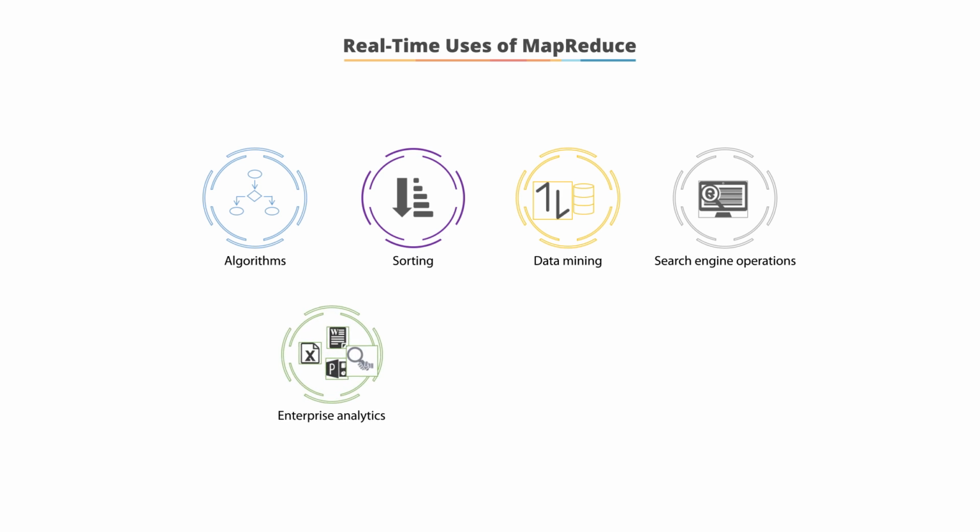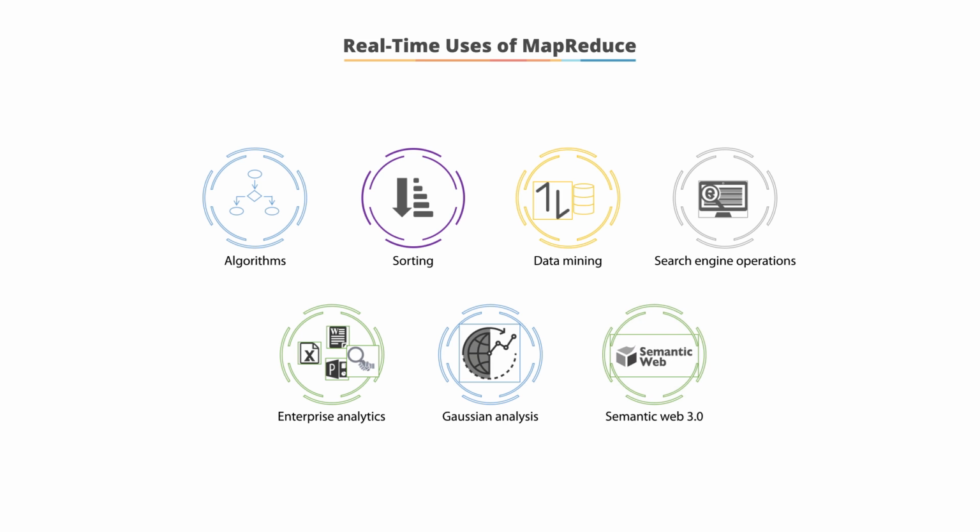Enterprise analytics to ensure the business is operating smoothly and with the best decision-making data available. Gaussian analysis for locating extraterrestrial objects in astronomy, which uses very large data sets. And semantic web and Web 3.0 indexing and operations.